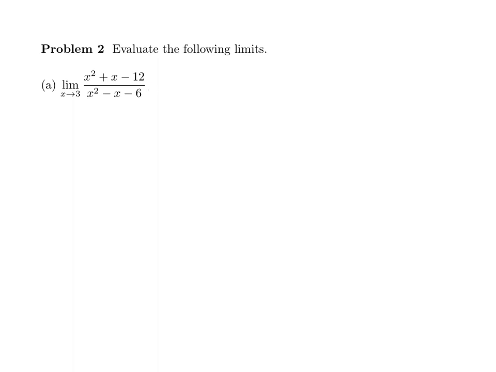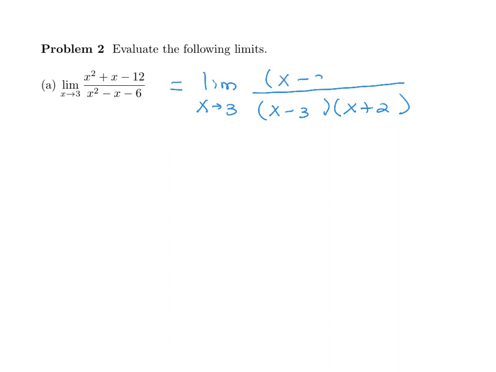However, this limit may still exist. Perhaps we can factor the numerator and the denominator and cancel a common factor. That is the approach that I'm going to take. This is equal to the limit as x approaches 3 of, I'll start with the denominator. Can we factor this into two pieces? It looks like it is x minus 3 times x plus 2. And in the numerator, we have x minus 3 times x plus 4. So I'm seeing that there, in fact, is this common factor of x minus 3 that can be canceled.